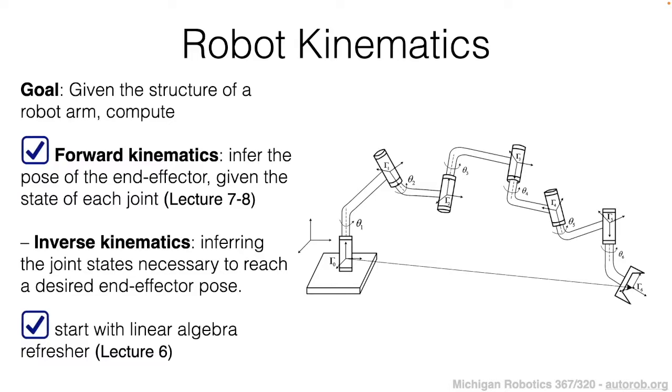So we've looked now at forward kinematics from lectures 7 through 8 and with our assignment 3, where we were trying to infer the pose of the end effector given the state of each joint. And last lecture, we started talking about inverse kinematics, where we were trying to infer the joint states that would be needed for our robot arm to be able to reach some desired end effector pose. In particular, we looked at closed-form solutions to inverse kinematics, where we would use the known geometric properties of the robot itself in order to derive the needed joint states in a set of closed-form equations.